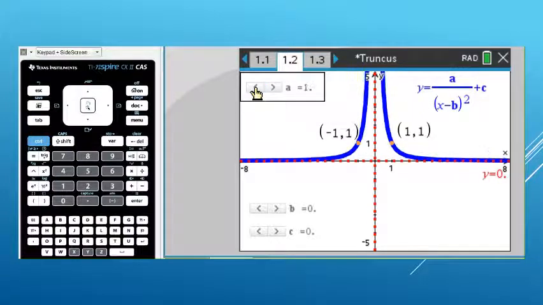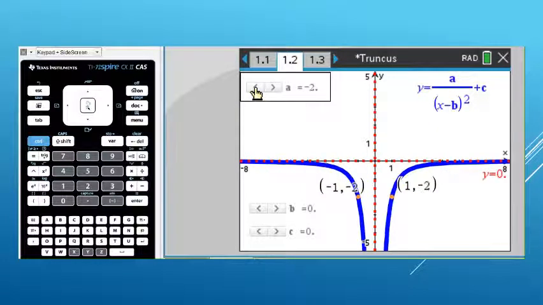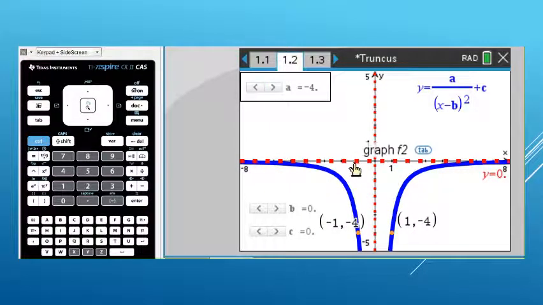If a is negative, we see that the graph is reflected in the x-axis. Asymptotes don't move. If I make a equals negative 2, we can see it's been reflected in the x-axis and dilated by a factor of 2 from the x-axis, twice as far away after I've reflected it. If we make a negative 4, for instance, we can see that now the graph is reflected because of the negative and also dilated by a factor of 4. So if a is negative, there are two things happening: a dilation and a reflection.